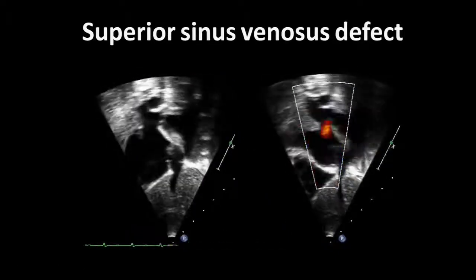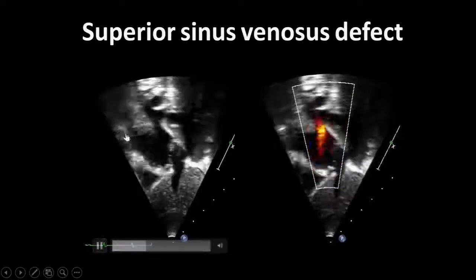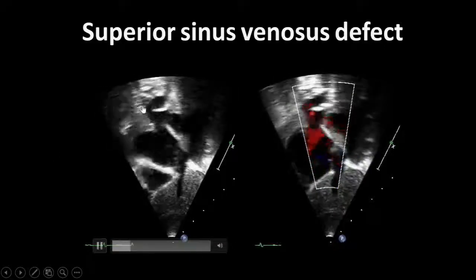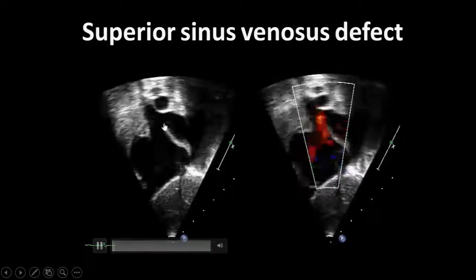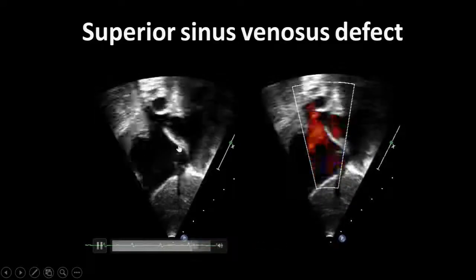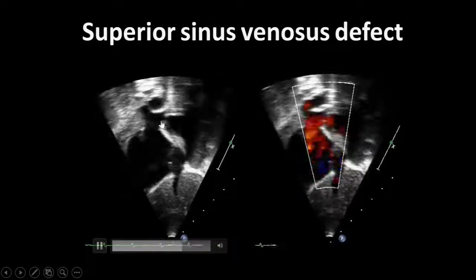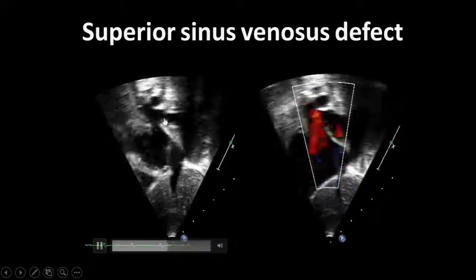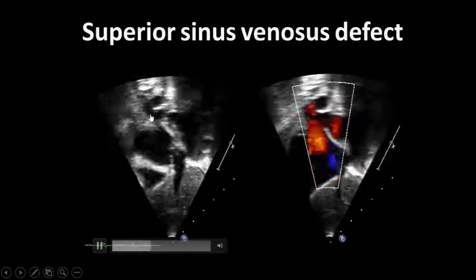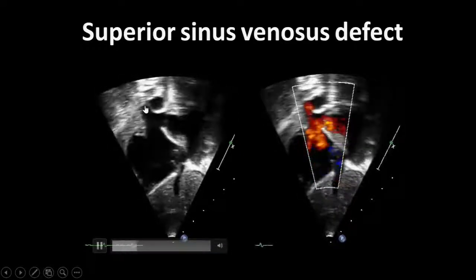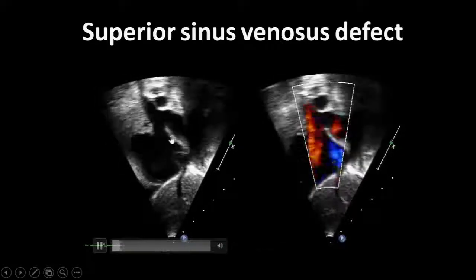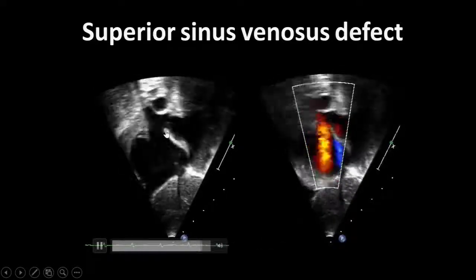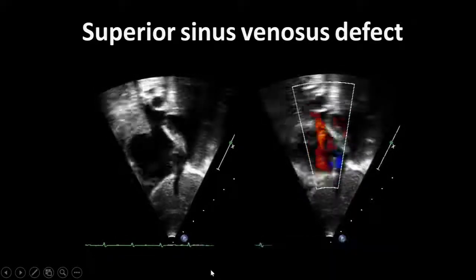This is an example of a sinus venosus defect. Again, subcostal view here. SVC coming down. This is the atrial septum, and the atrial septum itself is intact. Just this shared wall here between the right upper pulmonary vein and the SVC that's missing. So you can see this is more superiorly positioned. The secundum defect would have been over here. And again, you can see it with color flow.